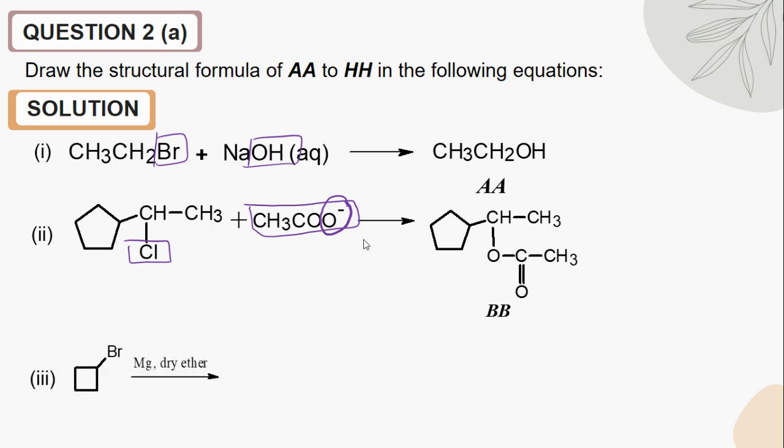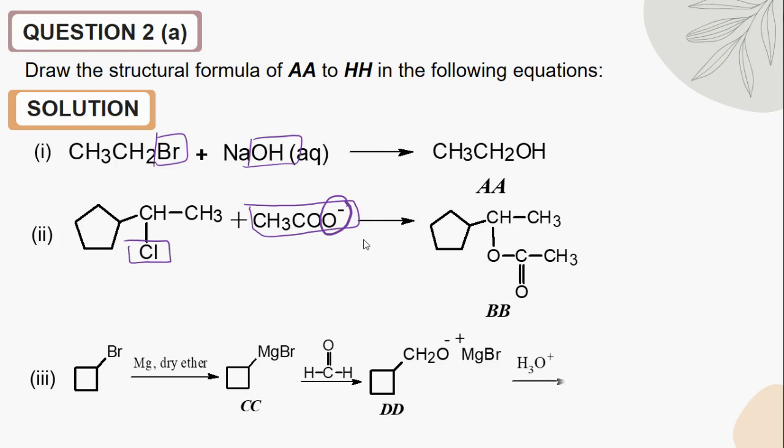First, you have Br with Mg in dry ether. So this is preparation of Grignard reagent. So you have MgBr, which is your structure CC. After that, the Grignard reagent reacts with methanal. So this will produce your intermediate CH2O negative MgBr plus. This is going to be your structure DD.